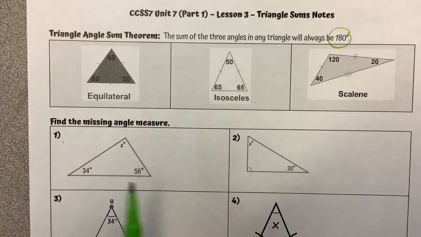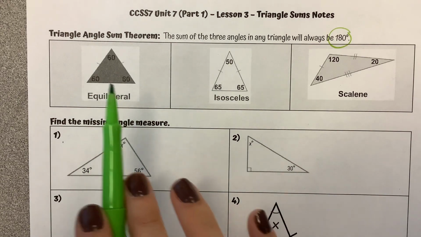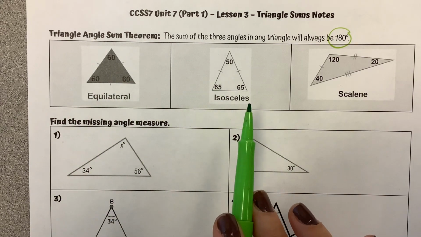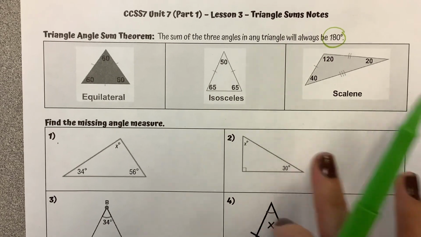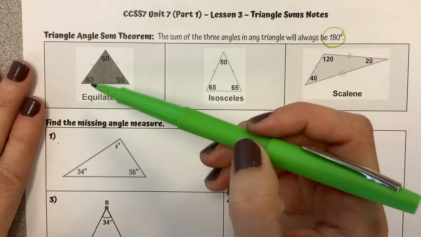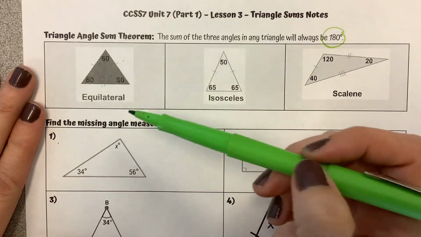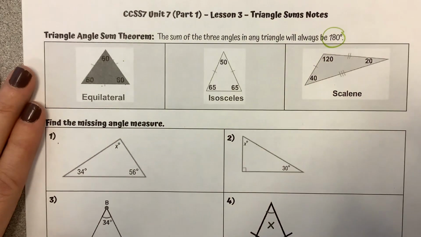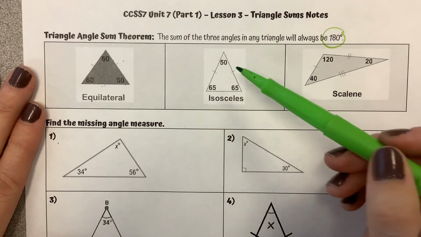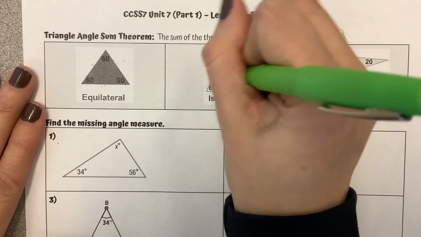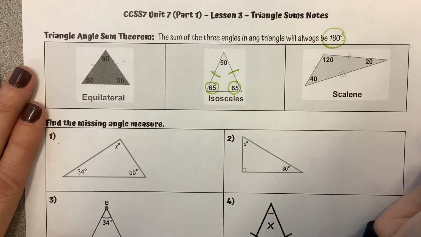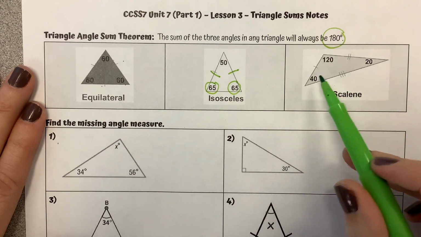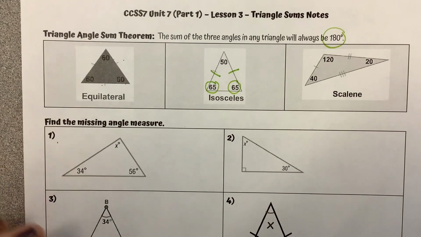Okay, and then a couple things to note about the different types of triangles. You're probably familiar with equilateral triangles, which means all three sides are equal. Isosceles triangle means two sides are equal, and scalene means three sides are all different. So, things to note about the angles. If the three sides are equal, the three angles are equal. For isosceles, when you have two equal sides, you also have two equal angles. And then scalene, if there are three different sides, you have three different angles.